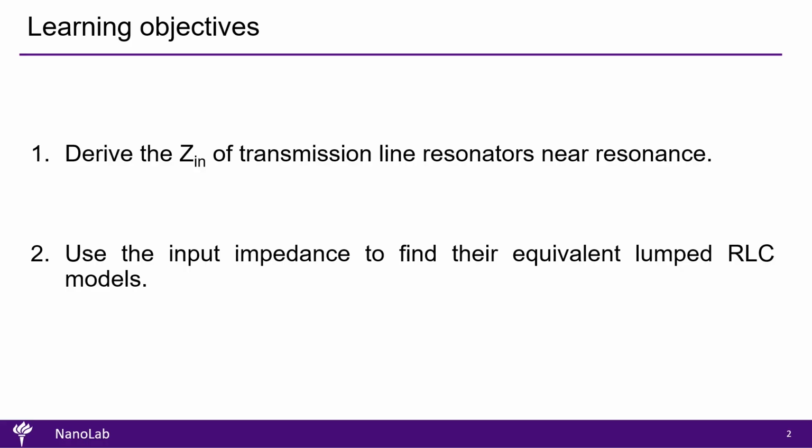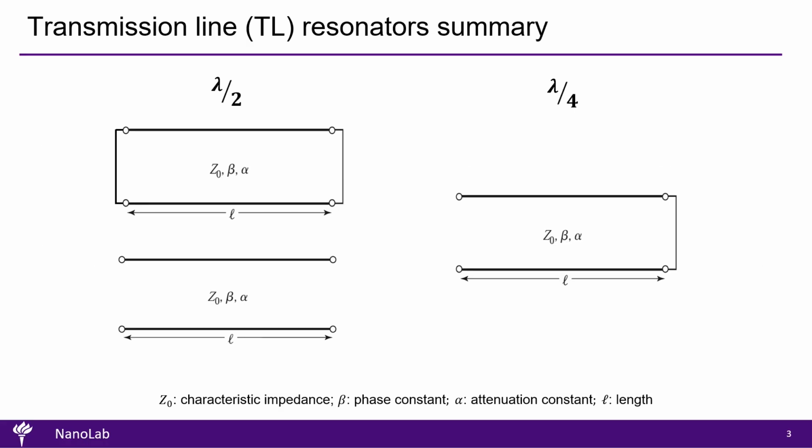Let's start with a quick recap from our previous session. A transmission line resonator is simply a section of transmission line with a specific length, L, and boundary conditions, either open or short circuits. We saw that there are two main types: half-wavelength resonators, which can have both ends open or both ends shorted, and quarter-wavelength resonators, which always have one end open and the other shorted. Like any transmission line, these resonators are also characterized by their characteristic impedance, phase constant, and attenuation constant.